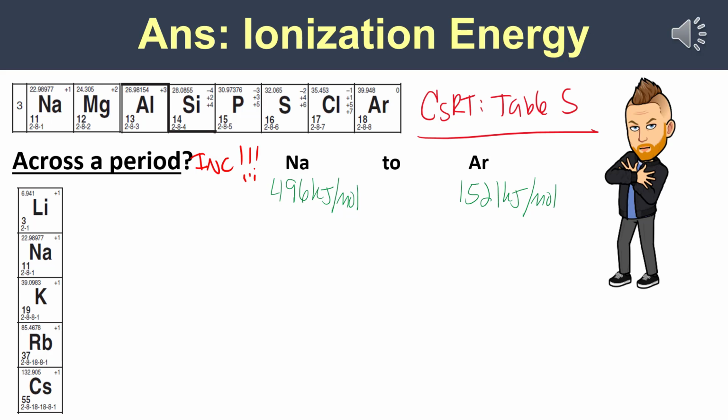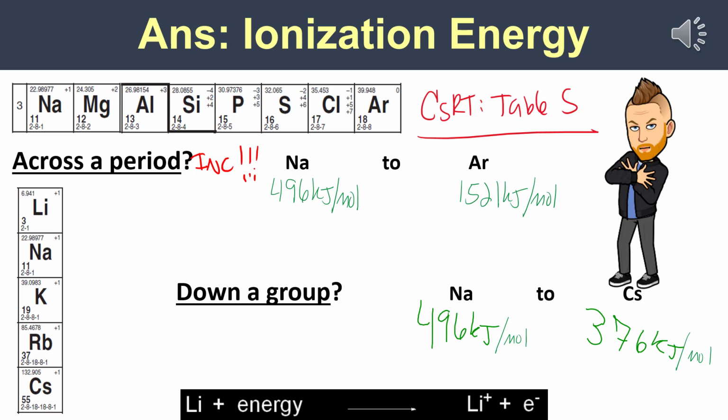All right, time to look down a group. It looks like to me we start with 496 kilojoules for sodium, which is here, and at the bottom of the group, there's 376 kilojoules, so down a group, ionization energy is going to decrease. So now it is time to talk about how structure is going to dictate this property.